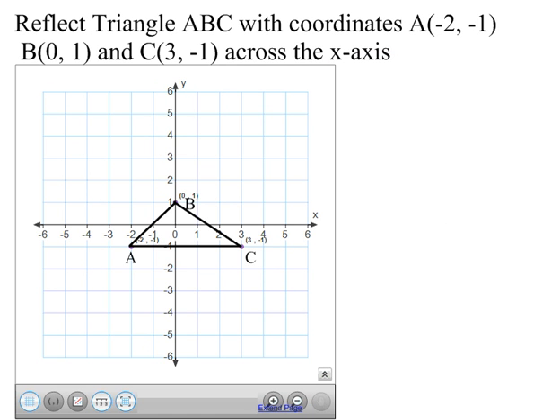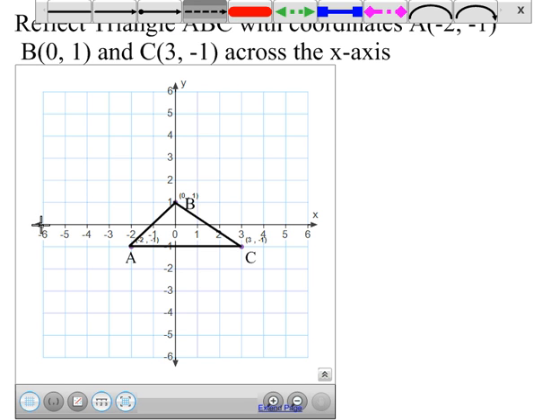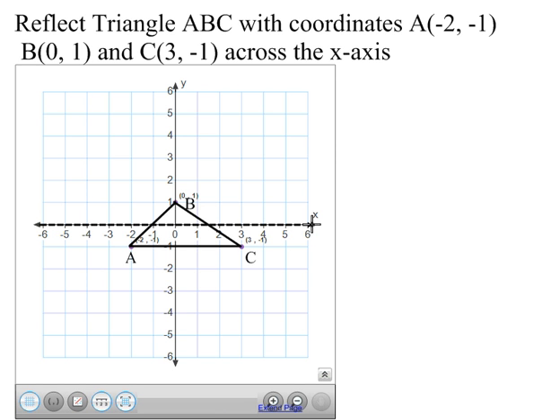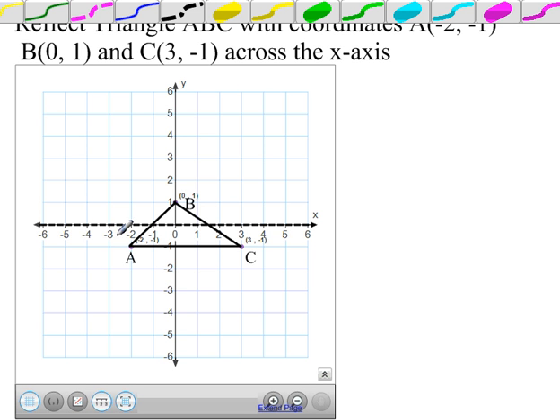Let's try another one. Reflect the triangle ABC with coordinates A (-2, -1), B (0, 1), and C (3, -1) across the x-axis. So here is my line of reflection, right over here. It's the x-axis this time. So again, it's the same process: just count how far the original points are from the line of reflection, and then plot that same distance on the other side.